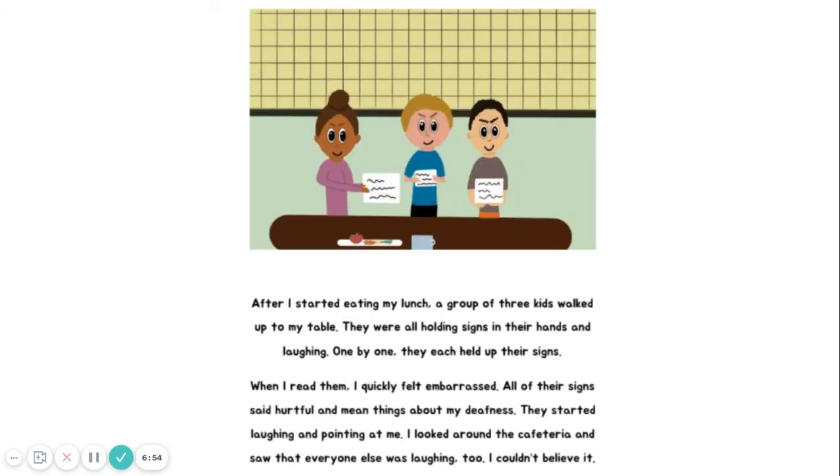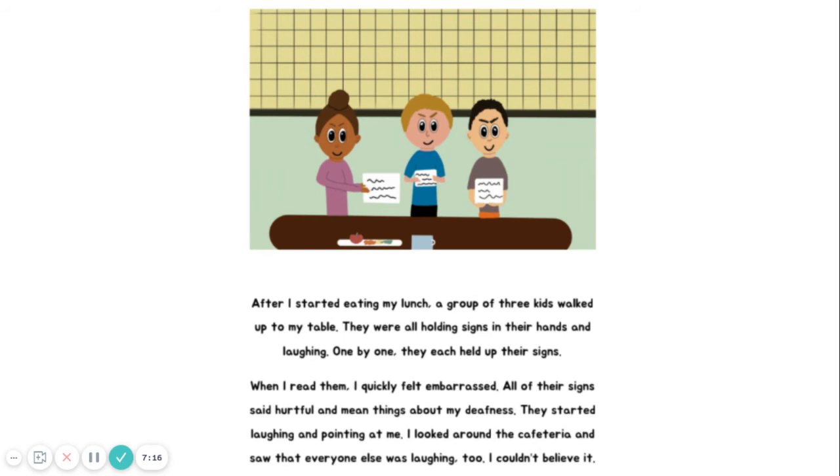After I started eating my lunch, a group of 3 kids walked up to my table. They were all holding signs in their hands and laughing. One by one, they each held up their signs. When I read them, I quickly felt embarrassed. All of their signs said hurtful and mean things about my deafness. They started laughing and pointing at me. When I looked around the cafeteria, I saw that everyone else was laughing too.